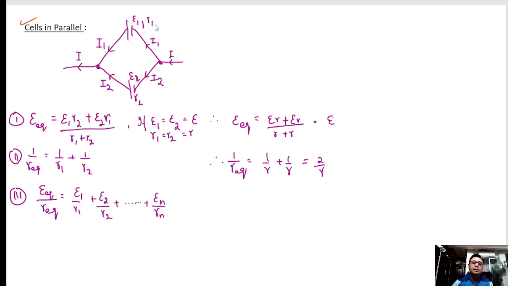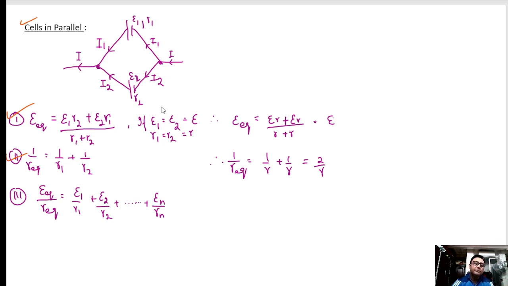EMF E1, internal resistance R1, EMF E2, internal resistance R2. Current is coming from here, entering the negative of both and coming out. Okay. Please remember the equivalent EMF will be (E1 R2 plus E2 R1) by (R1 plus R2). Net EMF in parallel will be E1 R2 plus E2 R1. Net equivalent resistance for the internal part will be 1 by R1 plus 1 by R2. Clear?